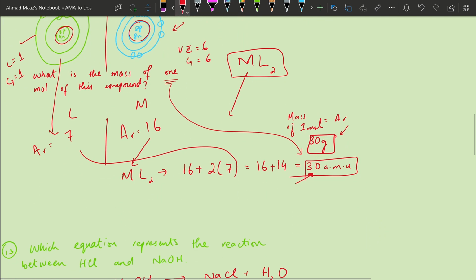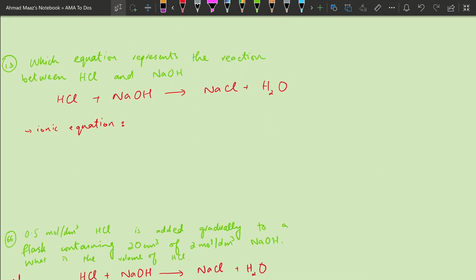Alright, let's move on. Which equation represents the reaction between HCl and NaOH? Alright, I have not written the equations because I have not given the options that were given, but I need to tell you how it works. Reaction between HCl and NaOH. Alright, I have written the equation, the reaction between HCl and NaOH.